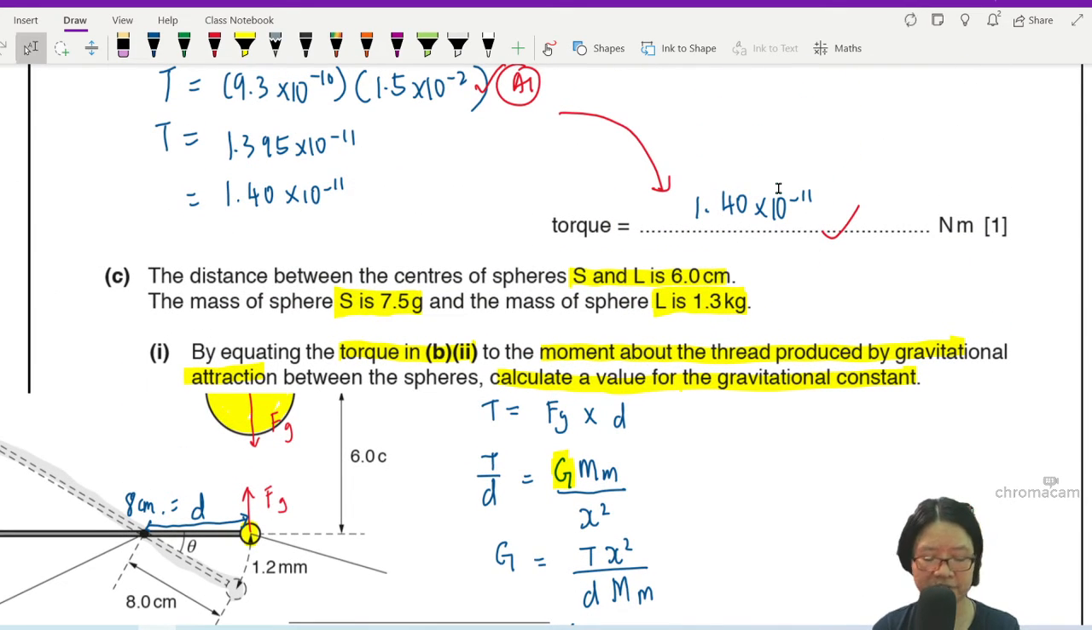1.4 times 10 to the power negative 11. Okay, I answer this question every year and I'll keep answering again. So I'll tell you now. Miss, does it matter if I put 1.395 or I put 1.40? No, it doesn't. Put whatever you want. You can put 1.395, you can put 1.40.